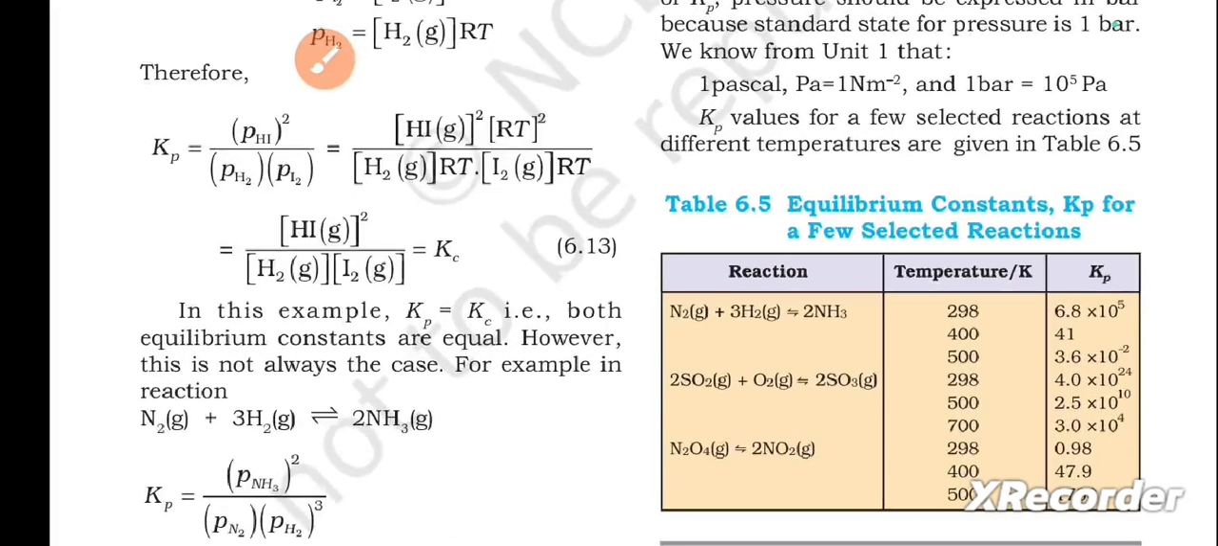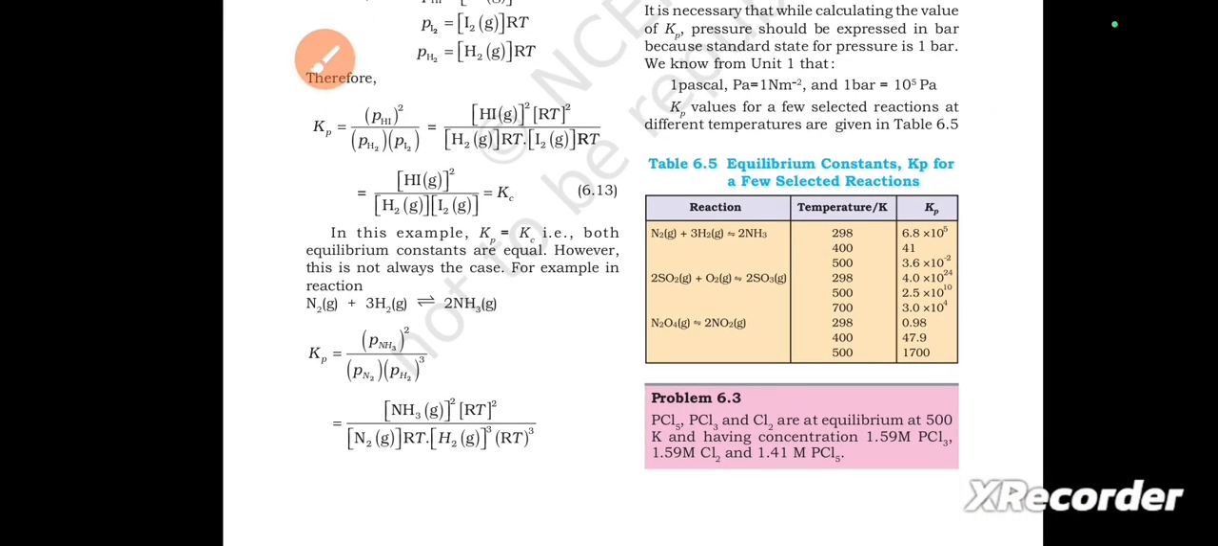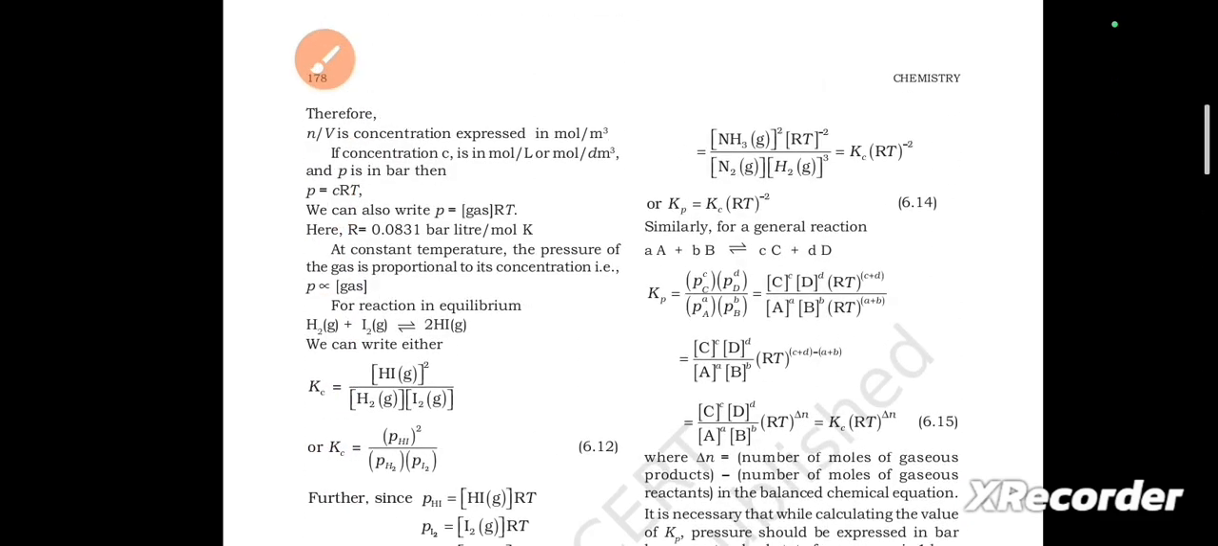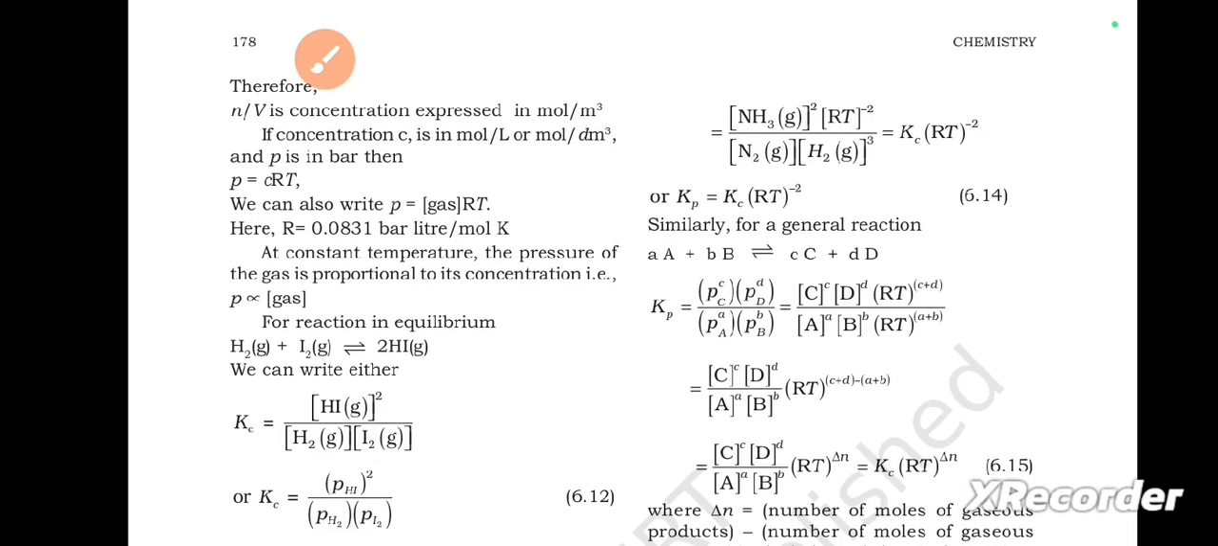6.13. In this example, Kp equals Kc, that is, both equilibrium constants are equal. However, this is not always the case. For example, in the given reaction, please pause and check it. Equation 6.14. Similarly, for a general reaction, aA plus bB gives rise to cC plus dD, which is an equilibrium reaction.